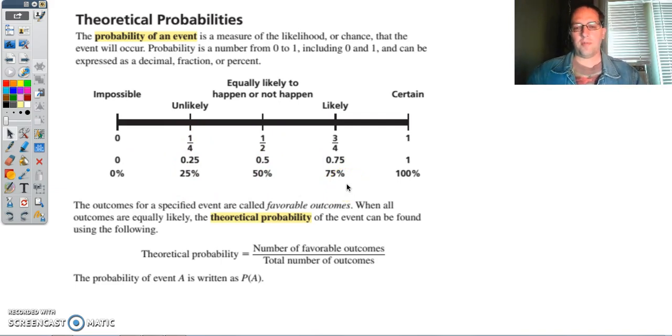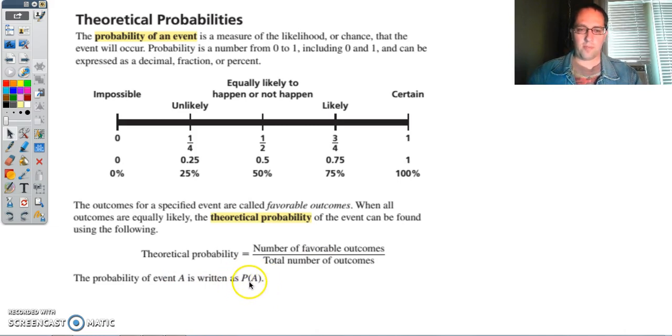Now, theoretical probability is the probability that something's going to happen, and you haven't actually done it yet. In theory, you should get heads half the time on a coin. The way you find theoretical probability is the total number of favorable outcomes, what you're looking for, heads, over the total number of possible outcomes, heads or tails. Two possible outcomes, one of them is good, so it's 1 over 2. And we write this as the probability of A.